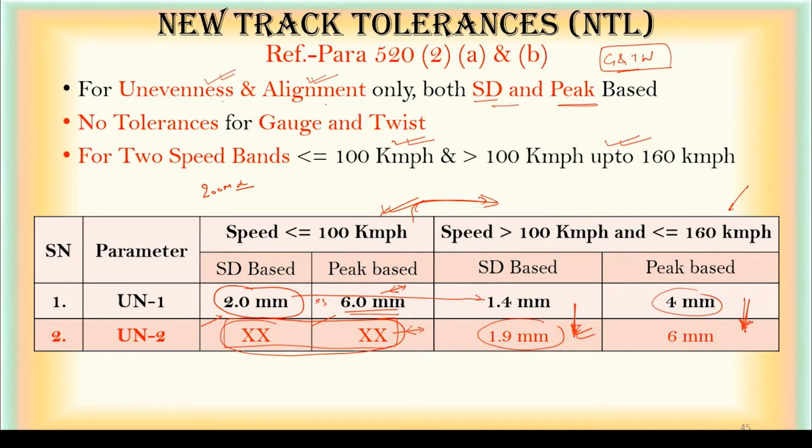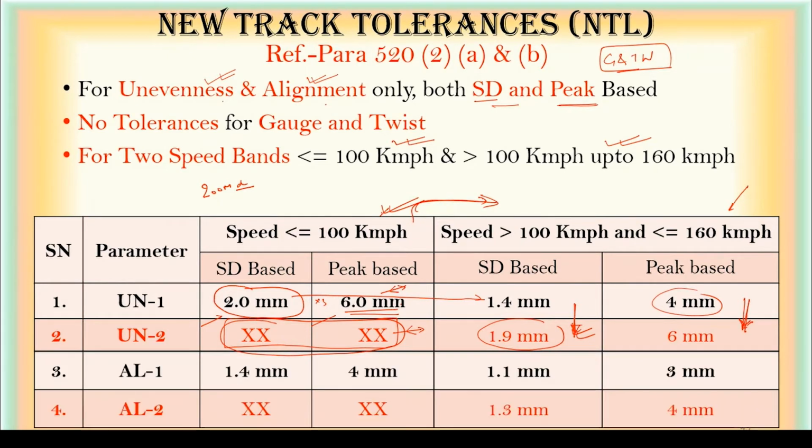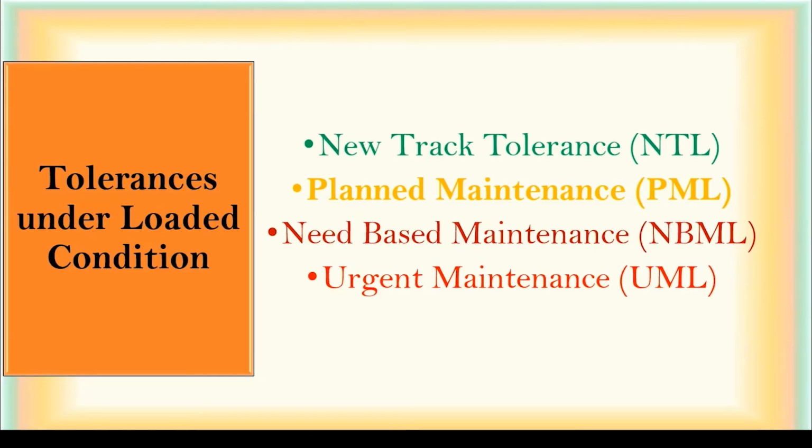We cannot remember all those values, but we should have general understanding that how this has been arrived and what is the general trend according to speed, according to chord length, what is the relation between SD and peak based, like that. So similarly, you can find out alignment defect tolerance 1.4 mm and 4 mm, and here for higher speed band 1.1 and 3 mm, and then when chord length increases, this tolerance increases again. Here we will find no tolerance. Why? Because long chord is not relevant for good stock which runs at speed less than 100 kmph. Okay. ठीक है, new track tolerance.